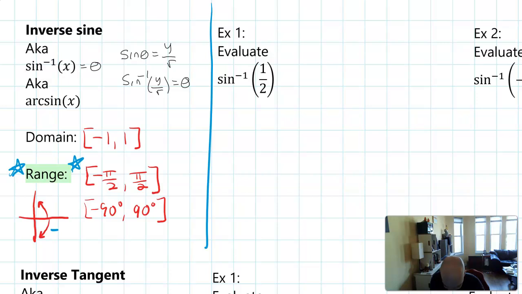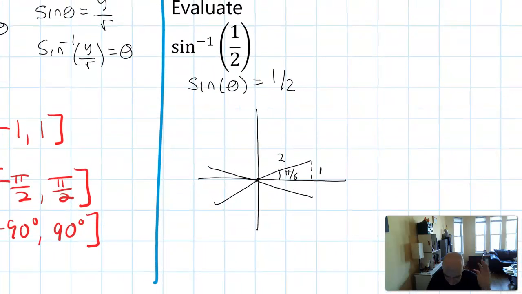So we're doing sine inverse of 1/2. This is saying there's some angle theta where sine of theta is equal to 1/2. I think carefully about the unit circle, and I remember that there are angles where the opposite is 1 and the hypotenuse is 2. And that angle is pi over 6, the pi over 6 reference angle in all the different quadrants.